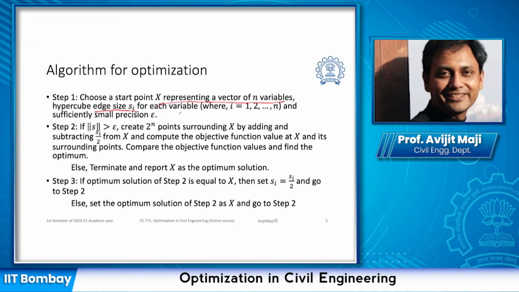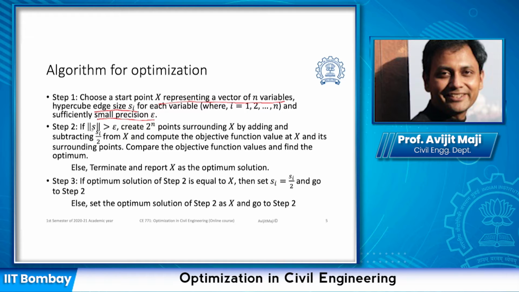The size depends on the sensitivity of a particular variable. If a variable is very sensitive, then in that case the size should be small. If the variable is not very sensitive, then we can have a larger size for that. We also need to decide on a sufficiently small precision level, which can be used to decide when to stop or terminate the process.